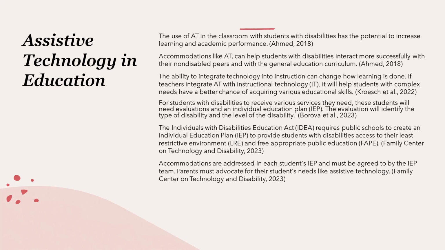Parents must advocate for their students' needs with things like assistive technology. So as a special ed teacher, I see this all the time, and I've written multiple IEPs. There are 2 places specifically that talk about assistive technology in an IEP. One is on the profile page, which specifically asks if this student has any kind of assistive technology needs. It's like a yes or no question.